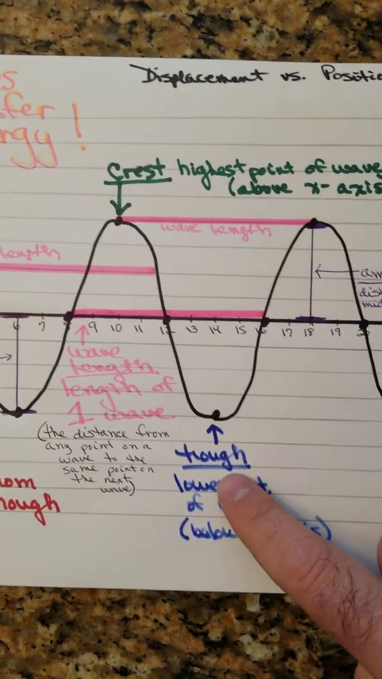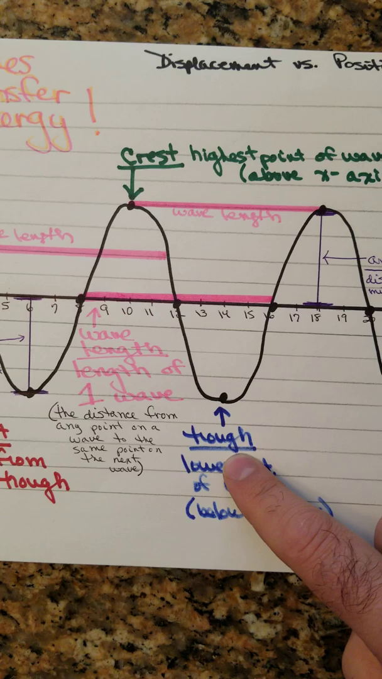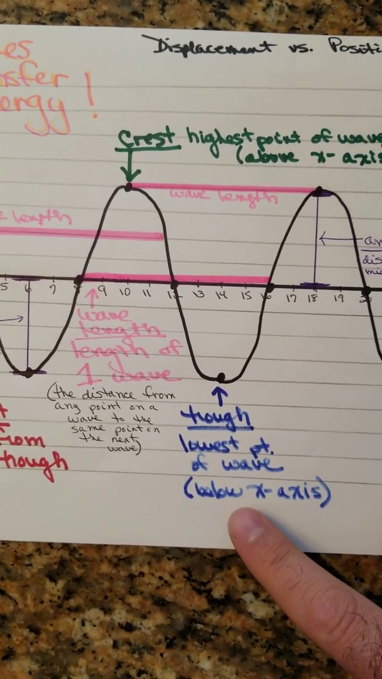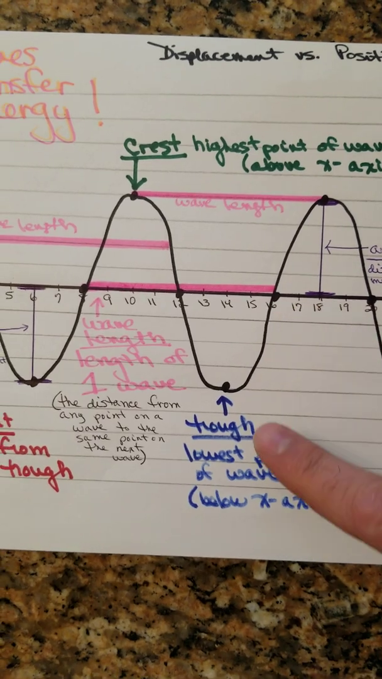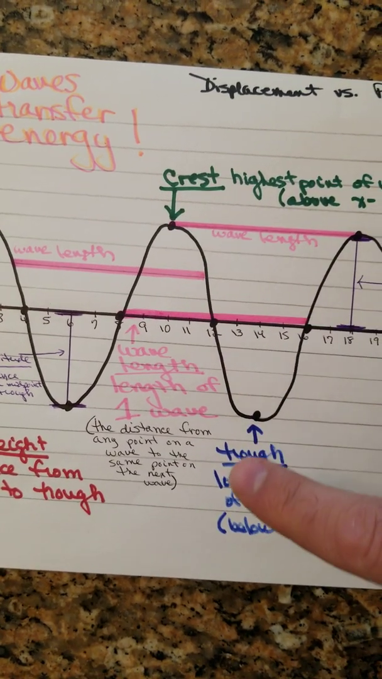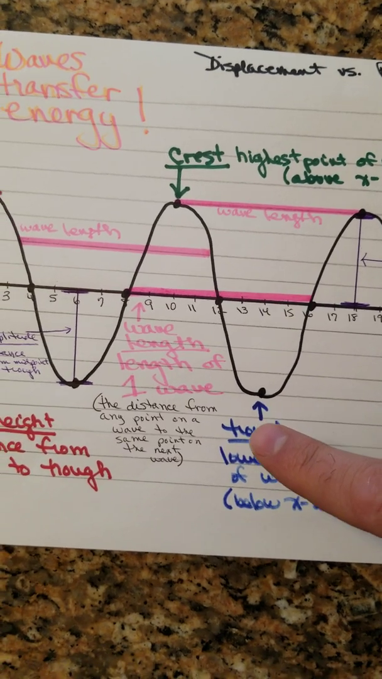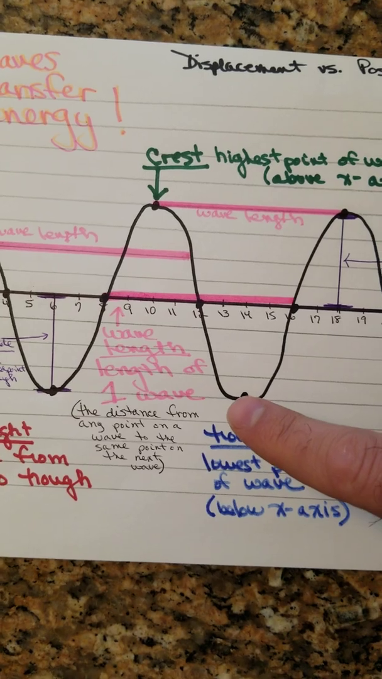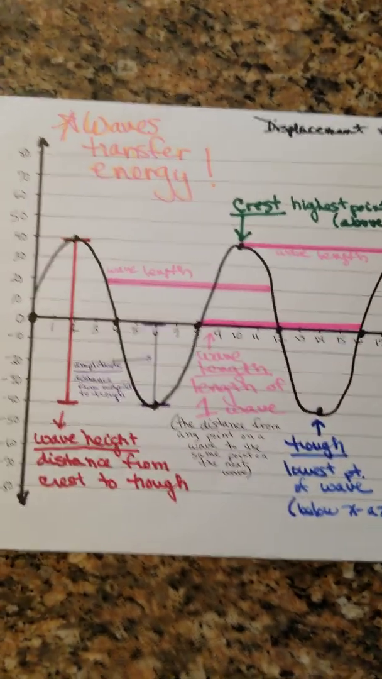A trough, T-R-O-U-G-H, so it's not T-R-O-F-F. I get that a lot. A trough is the lowest point of a wave below the x-axis. So a wave has its maximum point at a crest and a minimum point at a trough. If you're a surfer, you surf the crest. If you're a pig, you eat out of the trough. That's generally how that works.